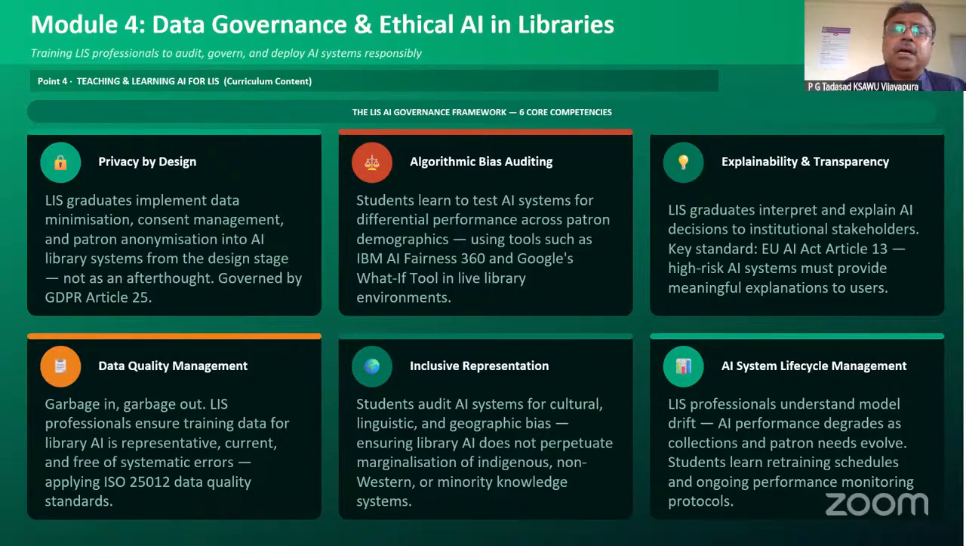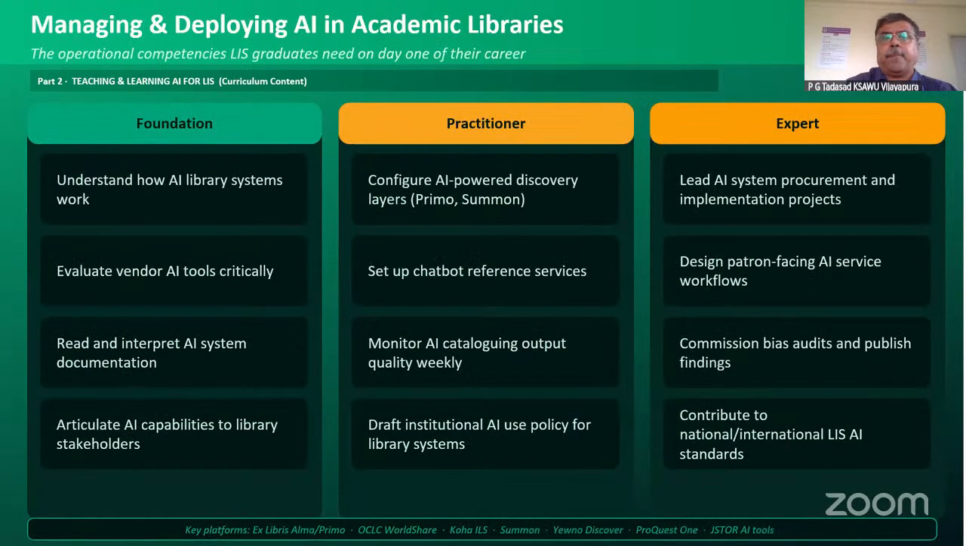Otherwise, usage of that AI technology may not be to the extent expected.